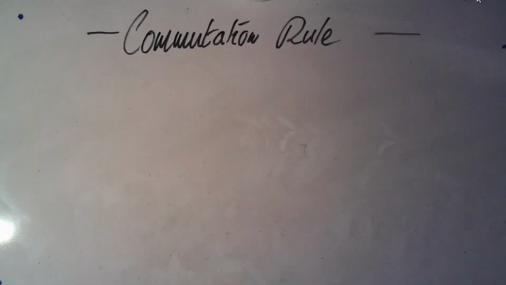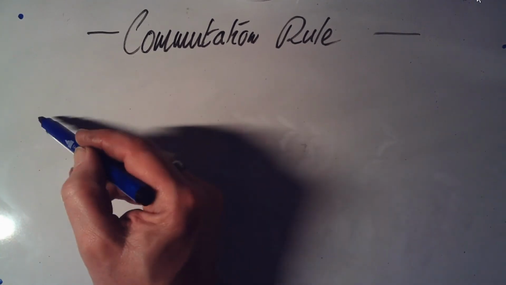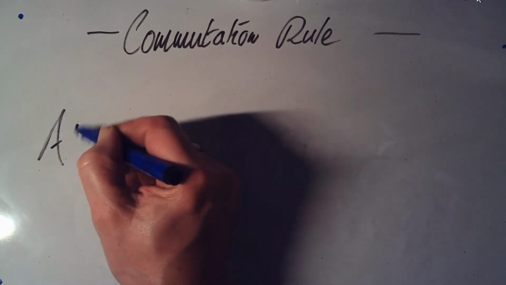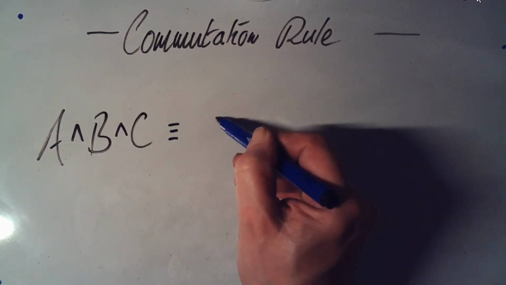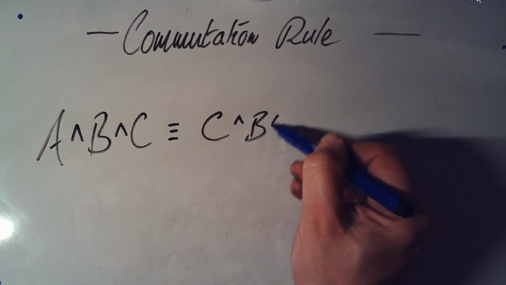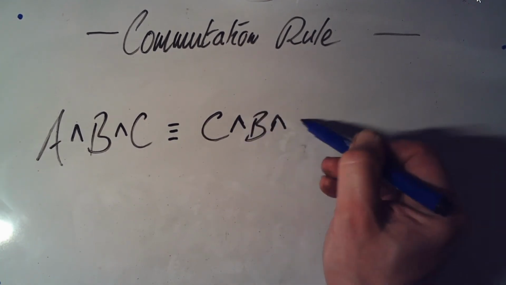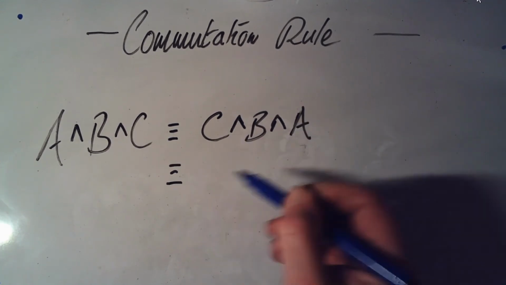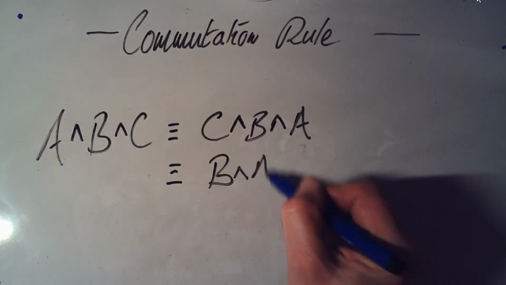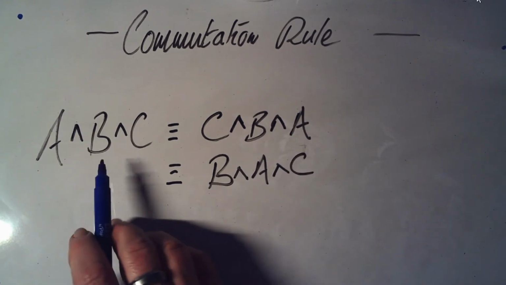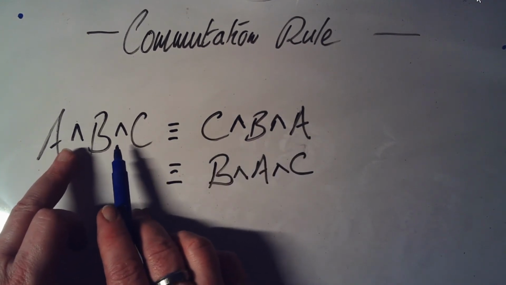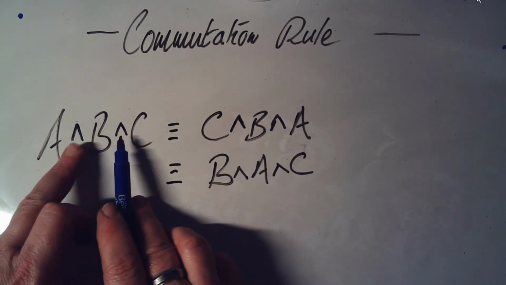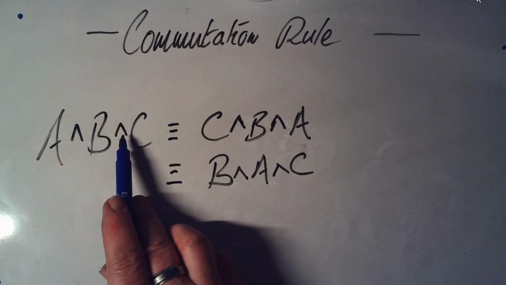So guys, let's have a look at the commutation rule, and the example that I've given in the help sheet are examples such as this. We can say that A and B and C is logically equivalent to C and B and A, which is logically equivalent to B and A and C. In other words, it doesn't matter which way around you put these terms. Again, this works because we're applying the same mathematical mechanic. We've got the same operators here.